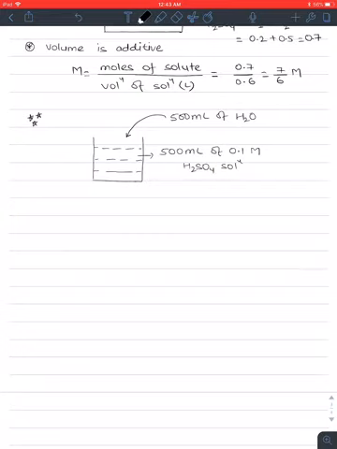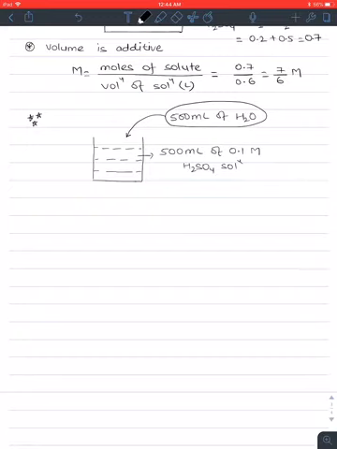What we know, that molarity is moles upon volume. If volume of solution is changing because of addition of water, so molarity will be affected by change in volume of the solution. And this H2O which we are adding in this question will just increase the total volume of the solution. Again we are assuming that volume is additive.